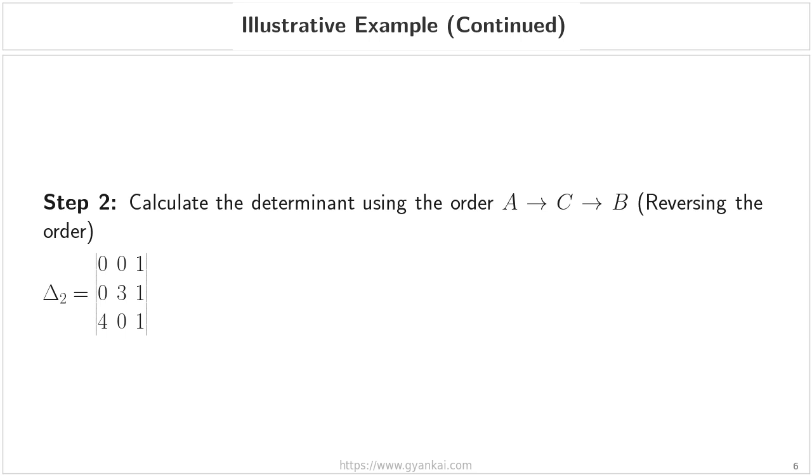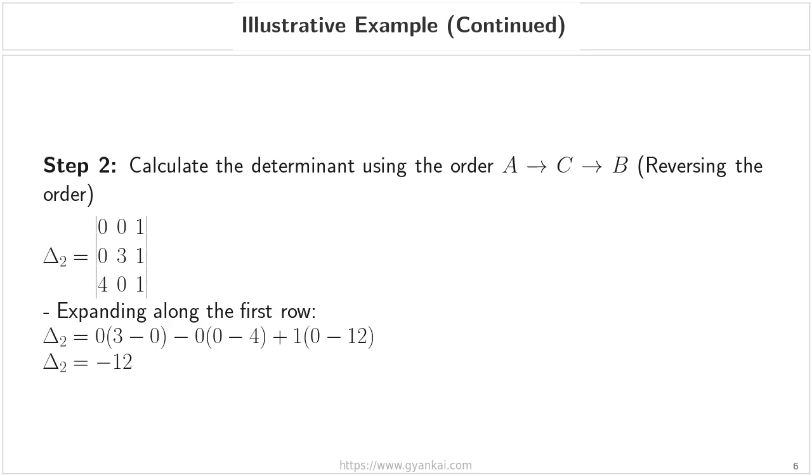The first row is 0, 0, 1, the second row is 0, 3, 1, and the third row is 4, 0, 1. When we expand this along the first row, we multiply 0 by the determinant of the 2x2 matrix containing 3, 1, 0, and 3. Then we subtract 0 multiplied by the determinant of the matrix containing 0, 1, 4, and 1. And finally, we add 1 multiplied by the determinant of the matrix containing 0, 3, 4, and 0.